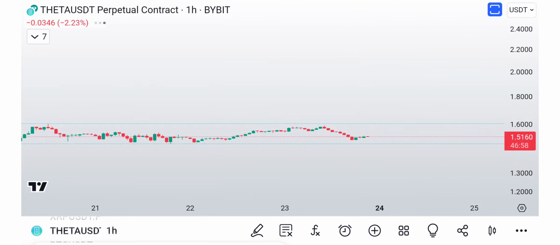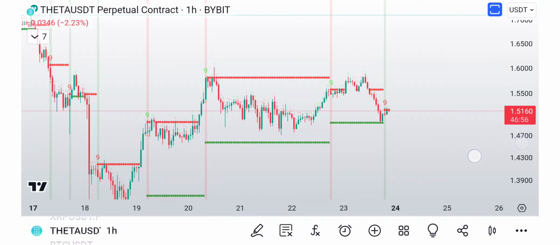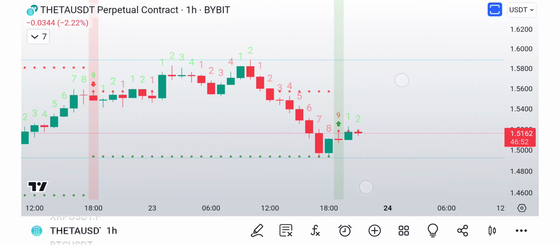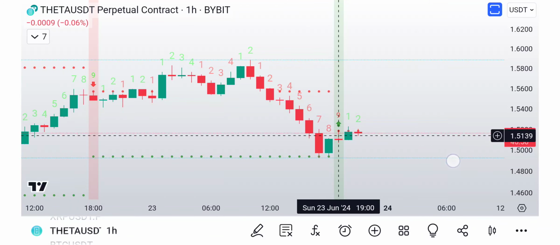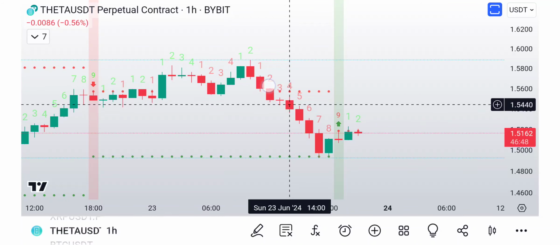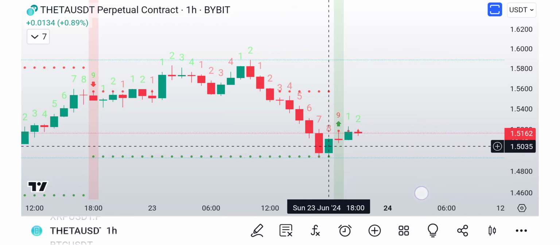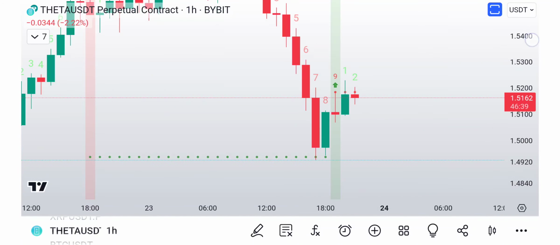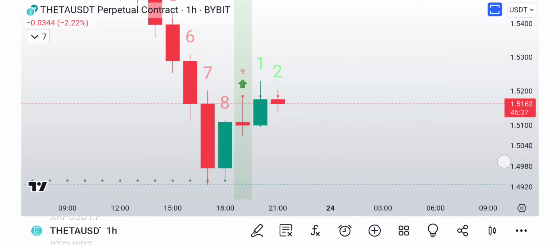Let me just jump in the small time frame and talk about theta here. We actually have a 1 hour 9 buy. It's not really perfected, but it's decent. We came down in a nice orderly fashion. 1, 2, 3, 4, 5, 6, 7, 8. You can see the green 8 flipped, and then we had a 9. And here's the red dots right here.